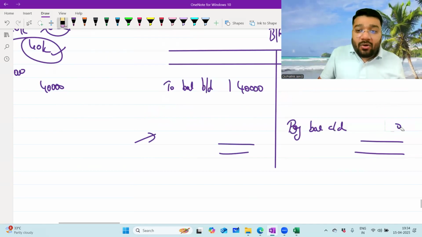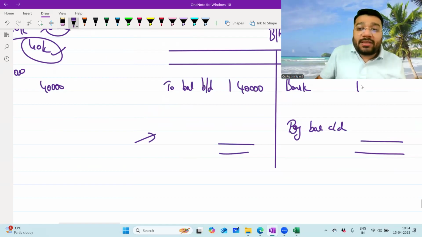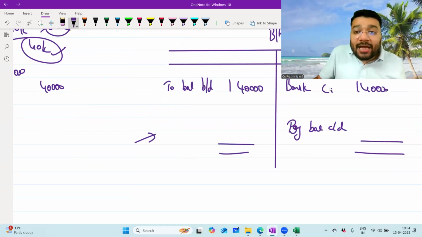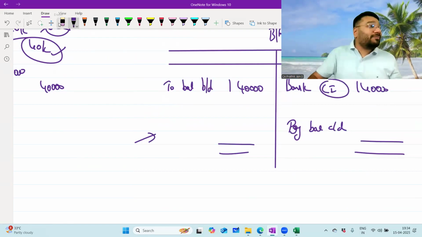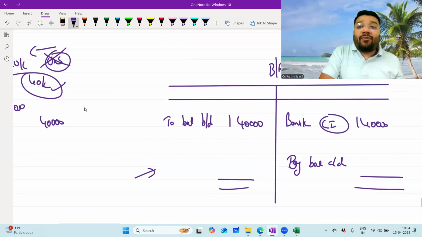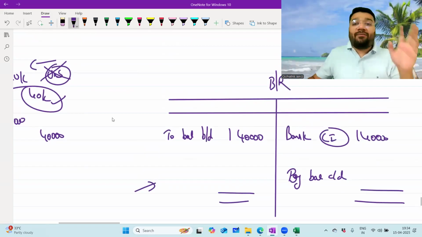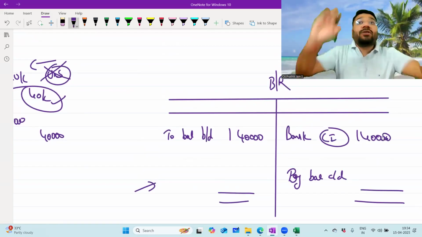Very good. So now, bank account debit to bills receivable. So by bank, how much? 140. So this is your cash inflow. Do you agree with me? So technically, your balance should be zero. No? Opening is 140 and money received 140. Closing balance should be zero.